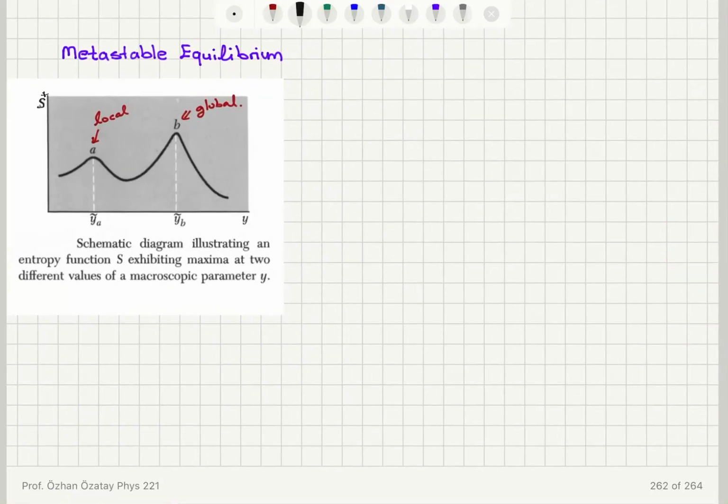And basically the question I would like to ask is, what happens if this system is prepared at macro state A with its corresponding y value, ya tilde? The answer is, because the journey from macro state A to macro state B involves a decrease in the entropy of the system, that means we will go through a macro state that is very unlikely. The system will remain in the metastable equilibrium at macro state A. So that is an interesting situation.